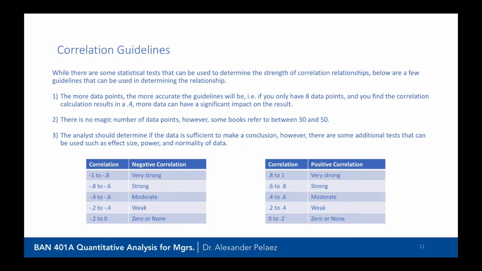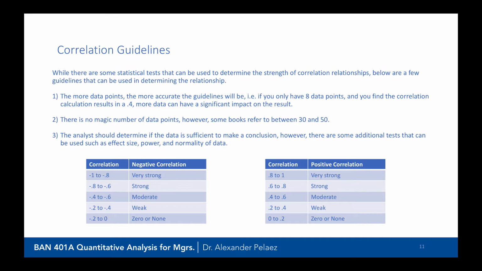Now, here are some guidelines when you're using the correlation. We do have some statistical tests that can determine the strength of correlation relationships, but here we're just going to provide some guidelines. So number one, the more data points you have, the more accurate these guidelines are going to be. For example, if you only have 8 data points and you find that the correlation is 0.4, you may add another 8 data points and find that that correlation drops from 0.4 down to close to 0. So it's important to have enough data points.